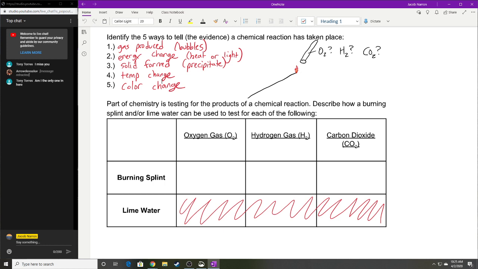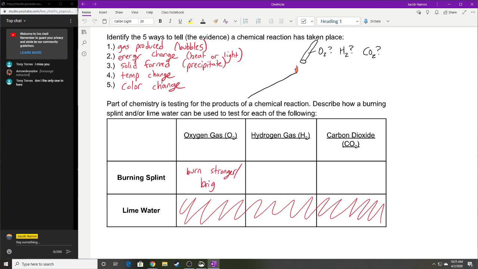So oxygen gas. Oxygen, as you hopefully know, is necessary for combustion. So if you have a tube that's filled with pure oxygen, the burning splint is going to flare up. So it's going to burn stronger, brighter, whatever you want to say here.